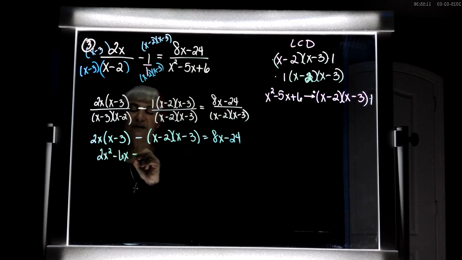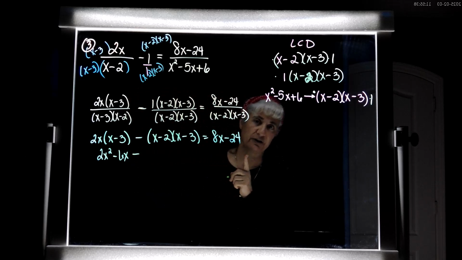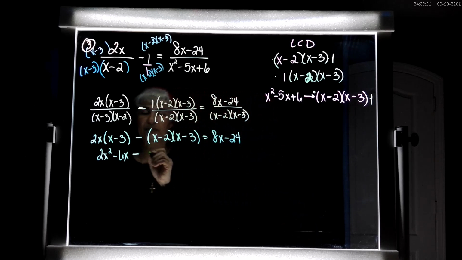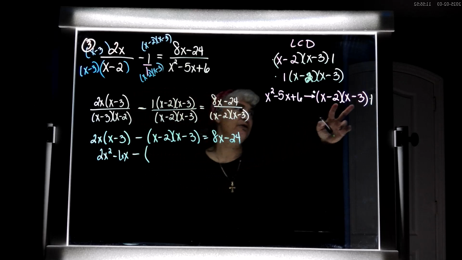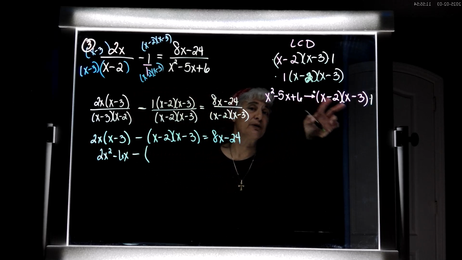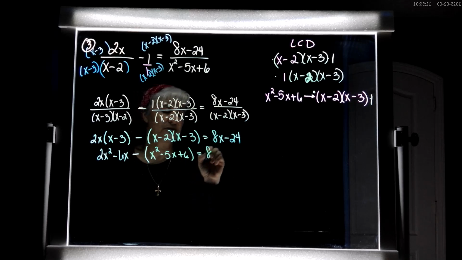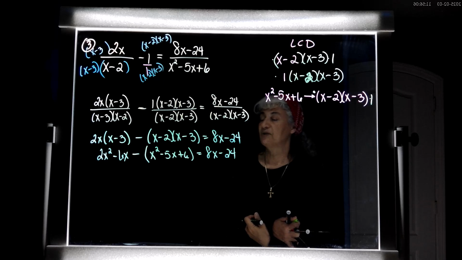Okay. Now we've got a subtraction sign, so I'm going to be careful here because you know as well as I do, a subtraction sign changes things. So, I'm going to keep this distribution in parentheses. And I already know what this distributes to because we did it up here, we broke it down. So it's x squared minus 5x plus 6 equals, so far so good?